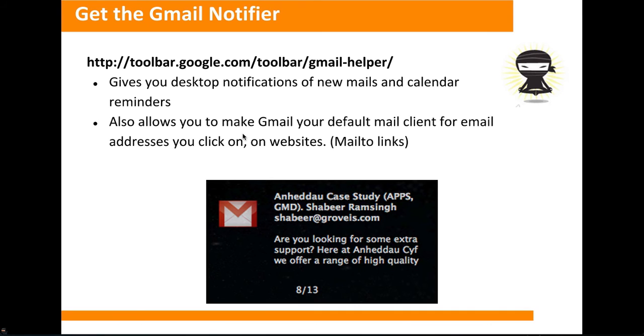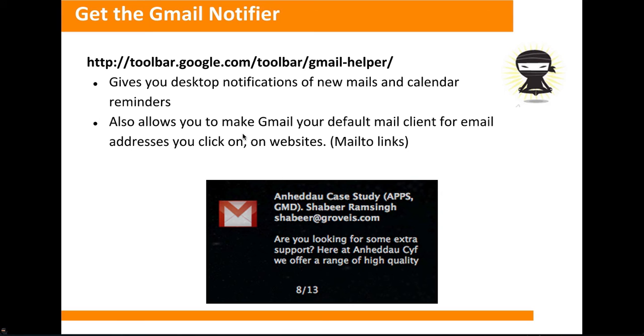But an added functionality that it adds is it gives you the ability to make Gmail your default mail client for clickable email links. So you get a lot of websites that have an embedded email address. If you click on that email address, it will open up your Outlook or your Outlook Express or whatever mail client is set as the default mail client on your PC. If you want that mail client to be Google Apps or Gmail, you install this notifier, and within the settings of this notifier, you can specify that Gmail needs to be the default mail client. So that if you click on one of those mail to links, it automatically opens up a new Gmail Compose window to that address.